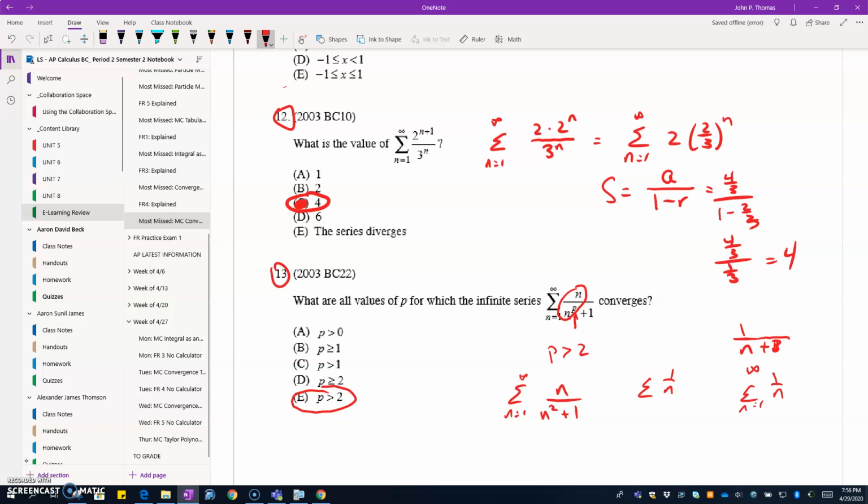But as soon as I creep that 2 a little bit higher, even if it's 2.001, it's going to be just enough to push it past this threshold into a convergent series. So the correct answer on that one is E, p greater than 2.